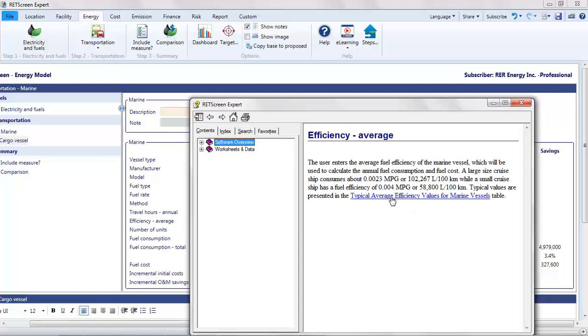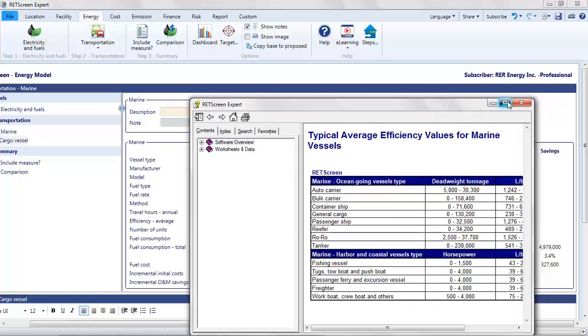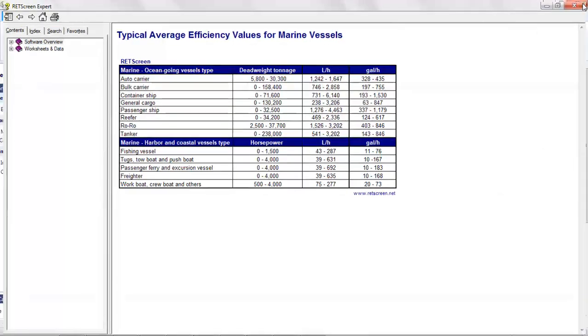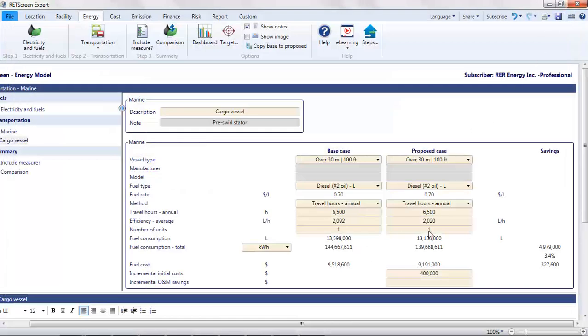If we had no idea of what to use for the fuel consumption per hour, we could consult the table in RETScreen's help. The number of units, set to 1, refers to the number of ships that the pre-swirl stator is being used on. The annual fuel consumption, in both litres of diesel and kilowatt hours of fuel energy, is shown for both the base case and the proposed case. At right, the savings, which is the difference between the two, is provided. The savings column confirms that this is a 3.4% decrease and results in annual fuel savings of $328,000 per year.